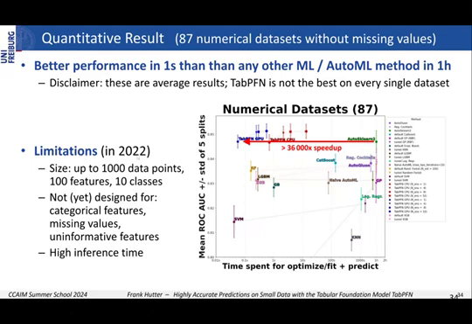However, in 2022, it was limited in many different ways. So we limited the size to 1,000 data points, 100 features, and 10 classes, and didn't consider categorical features, missing values, uninformative features, outliers. And one big issue was also a high inference time.